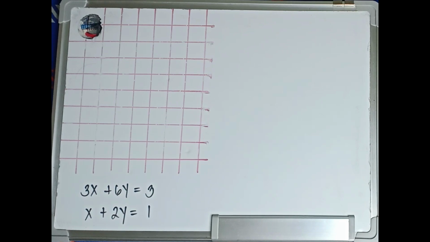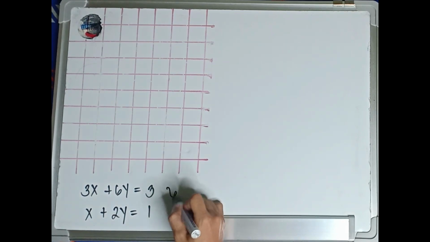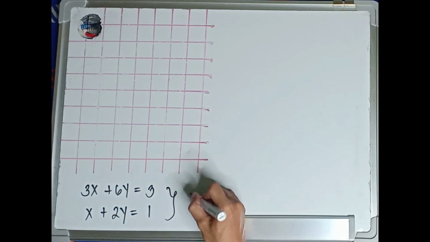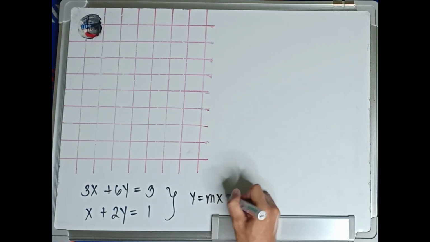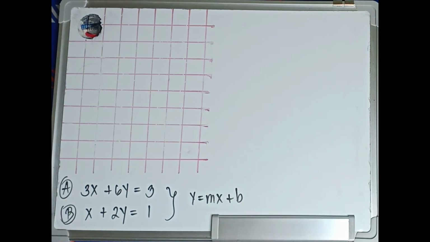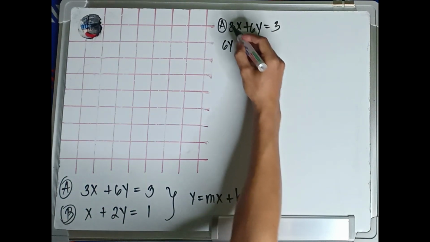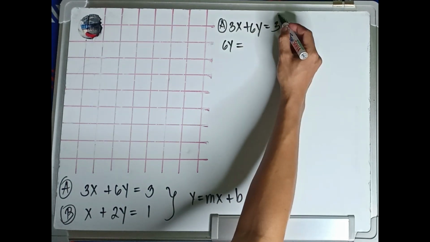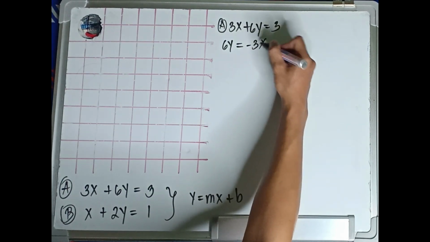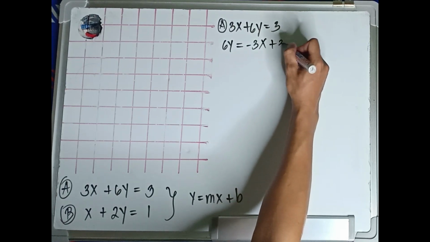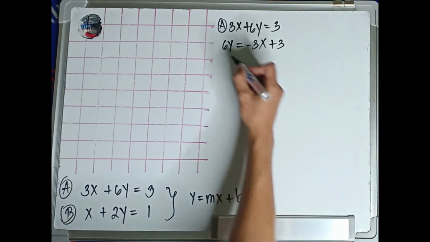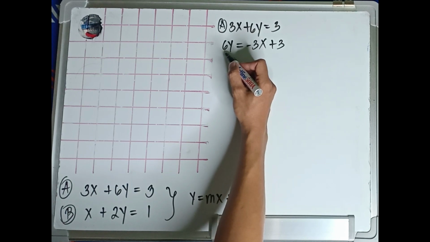Let's have the fourth example for system of linear equations in two variables. So again, we have to change the given into the form of y equals mx plus b. Now let's take first equation A. So we have to transpose 3x to the other side. So we copy 6y, then equal sign. Then once you transpose 3x to the other side, it will become negative 3x. Then copy positive 3.